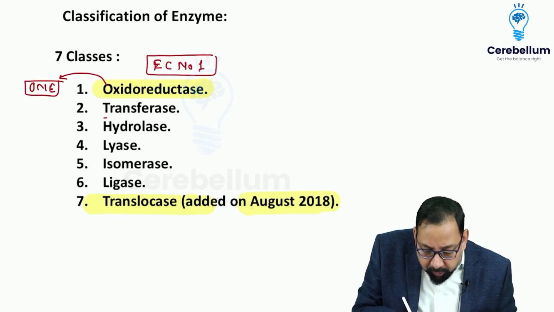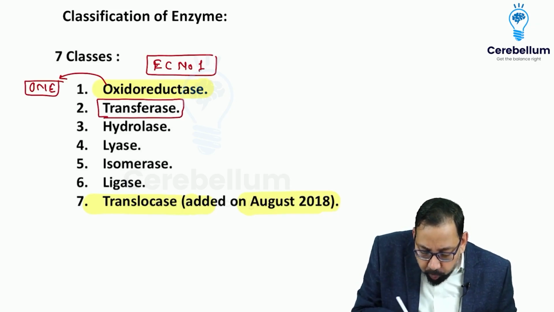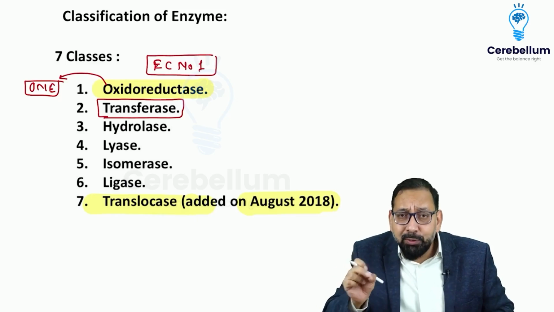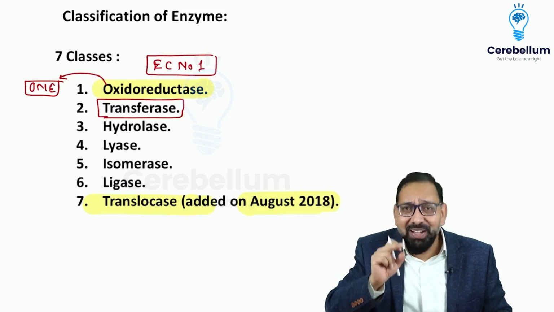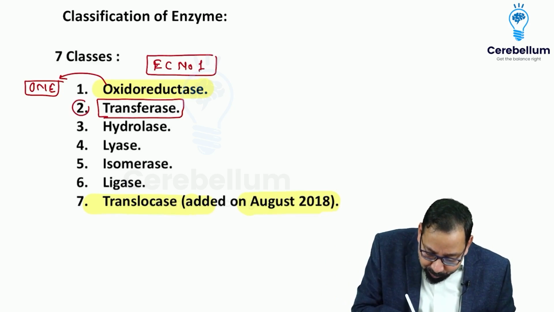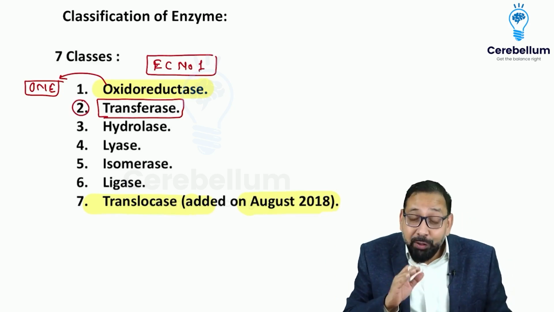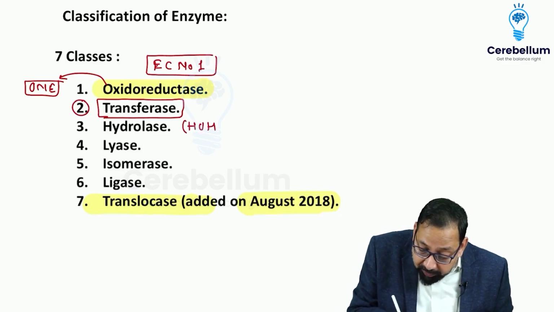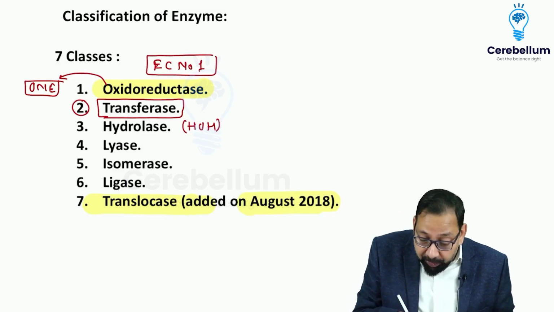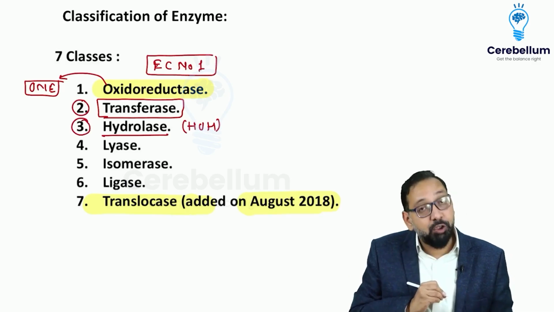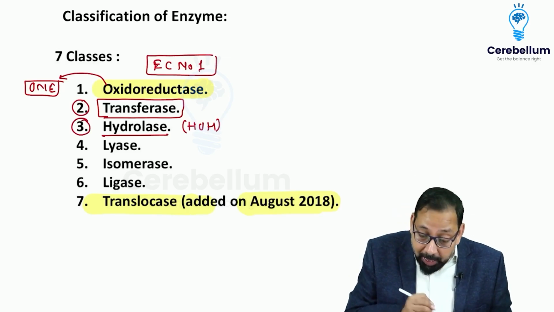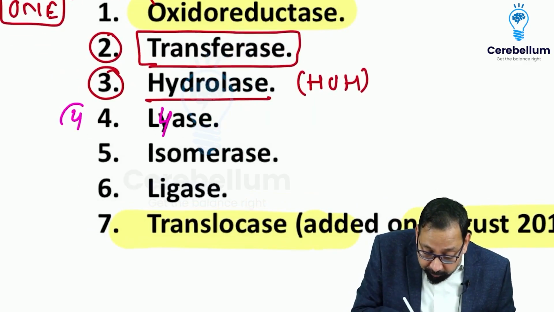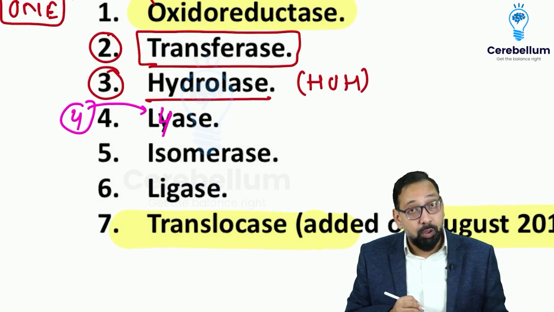EC number 2, that is transferase, or class number 2 is transferase. We transfer between two things. So if you transfer between two things, EC number 2. Hydrolase enzyme cuts a bond with addition of water, and water is having 3 atoms. So hydrolase EC number 3, or class number 3. Lyase, Y looks like 4, so lyase EC number 4.